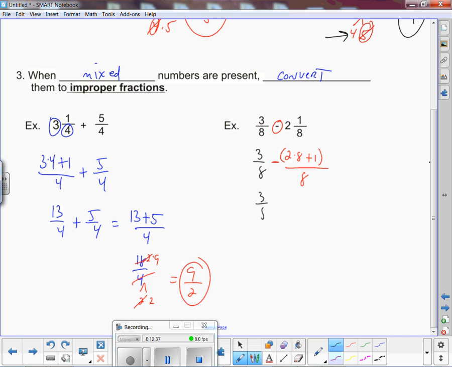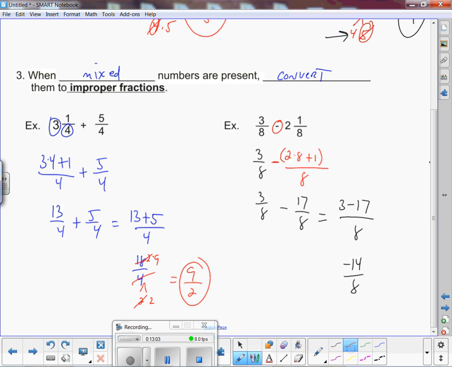All right, so what's our next line? We still have the 3/8. What does the right become? 2 times 8 is 16 and 1 is 17, and we have a negative 17/8. We've got a common denominator. Let's add the numerators and put them over the common denominator. 3 positives and 17 negatives leaves you what? 14 negatives.